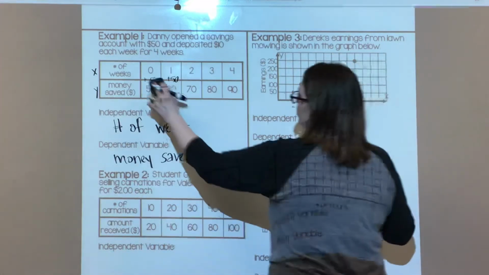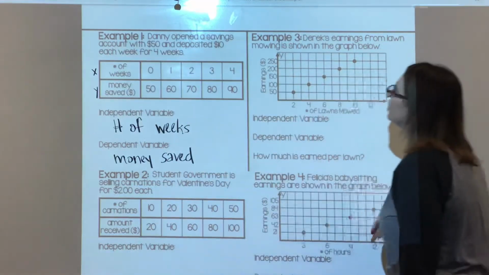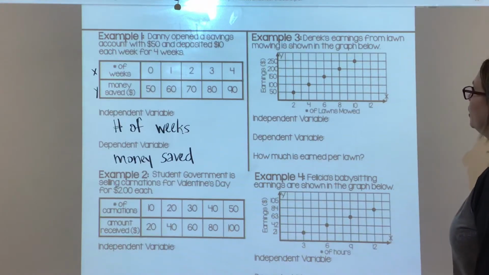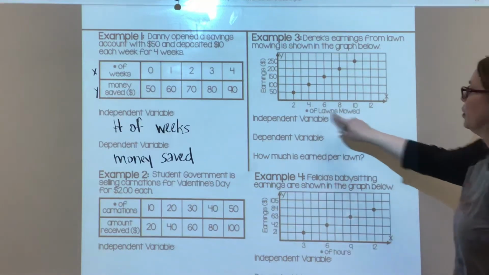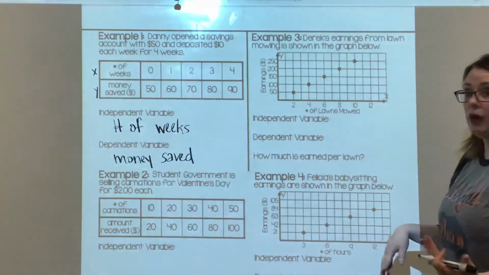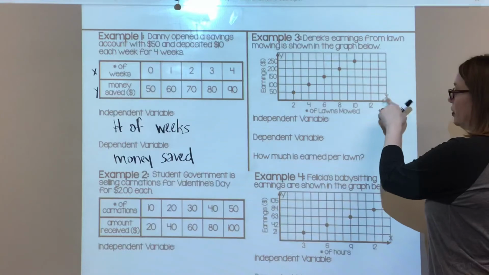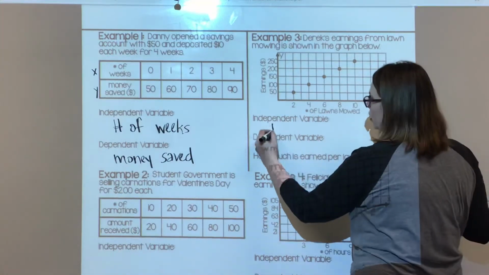So over here, example 3, we have a graph as opposed to a table. Derek's earnings from lawn mowing is shown in the graph below. So we have number of lawns mowed and then our earnings. Well, we've also said up above that whatever's on our x-axis is our independent. So here's my x-axis, it's even labeled. So we know number of lawns mowed is going to go here.